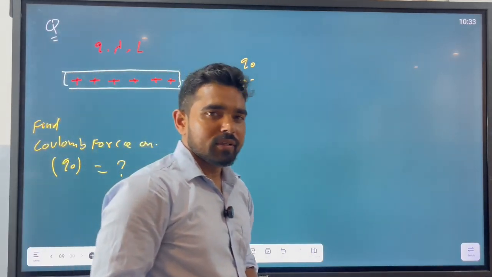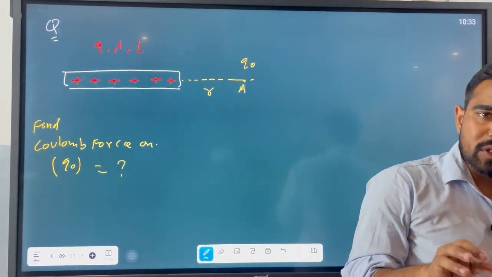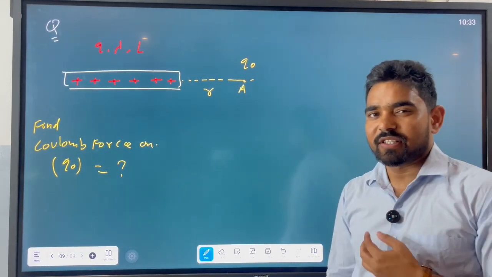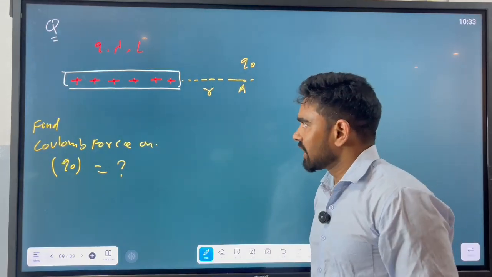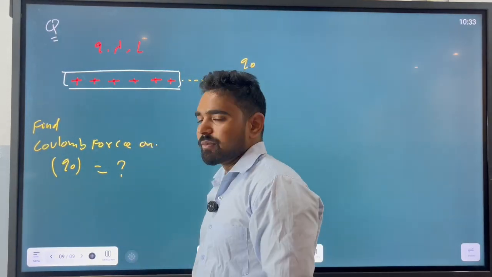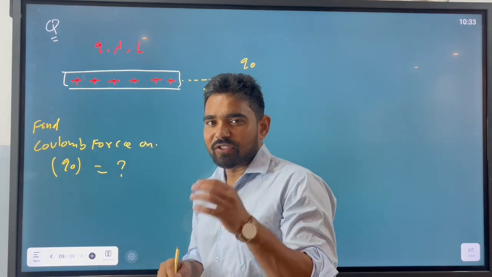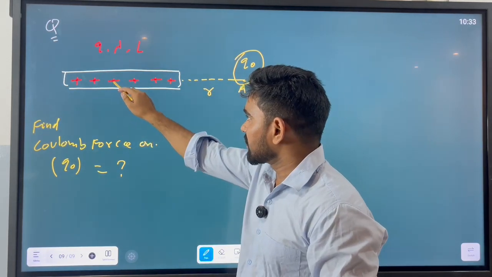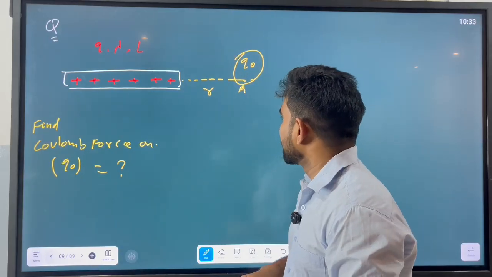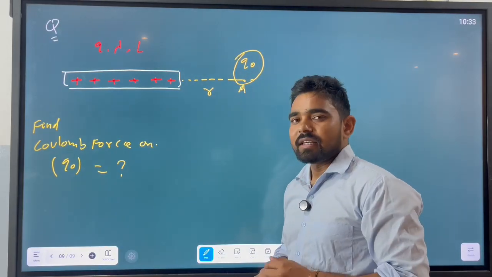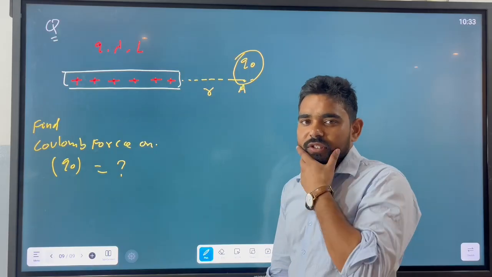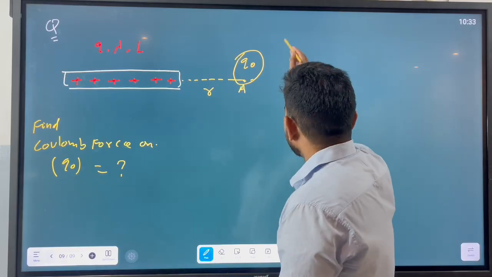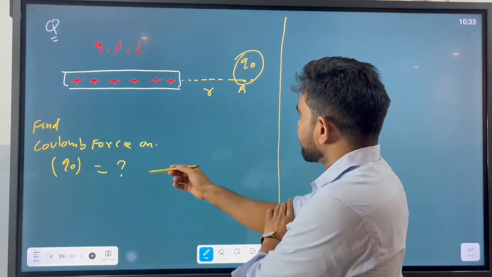How to calculate this problem? This is a basic concept, because Coulomb force is valid only for point charges, not for a distributed charge. Here the first charge is distributed and the second is a point charge, so we cannot directly use Coulomb force. Here we use some basic logic.